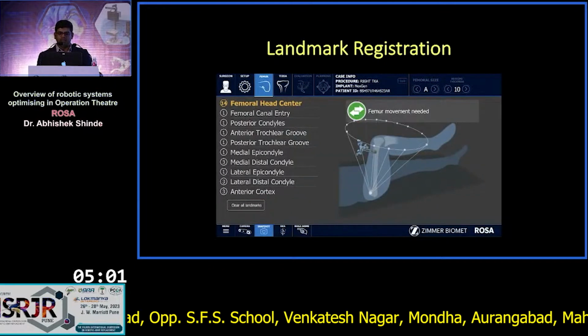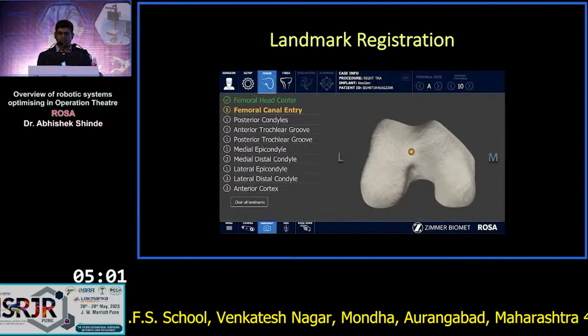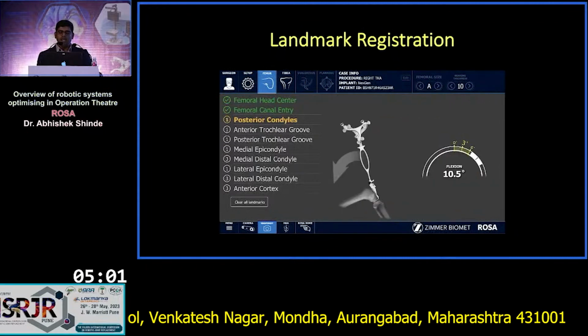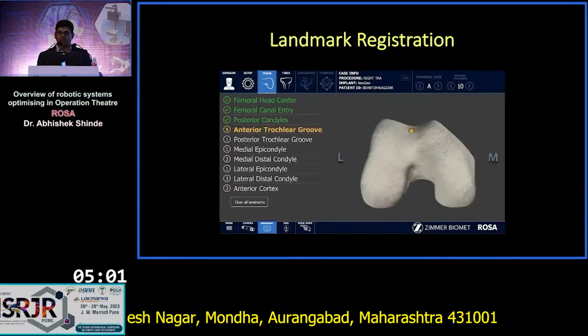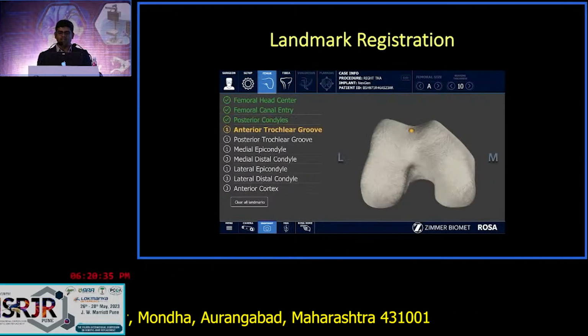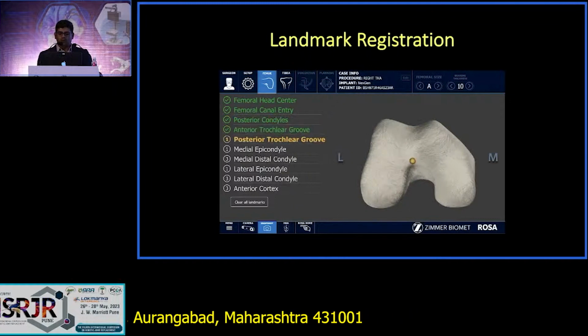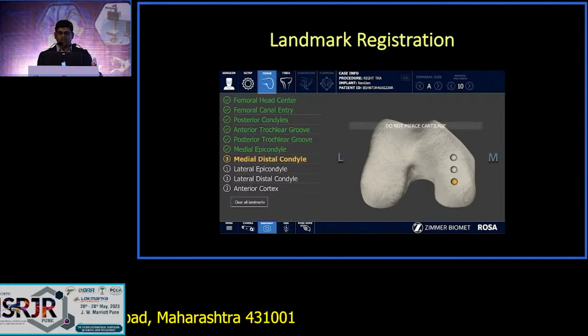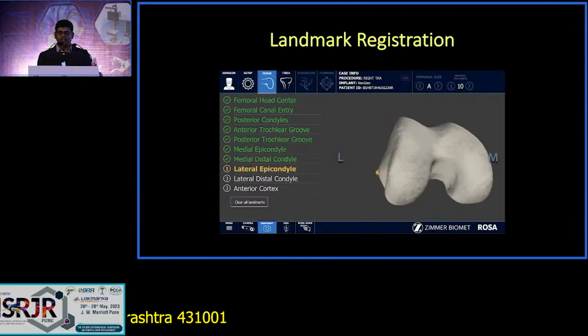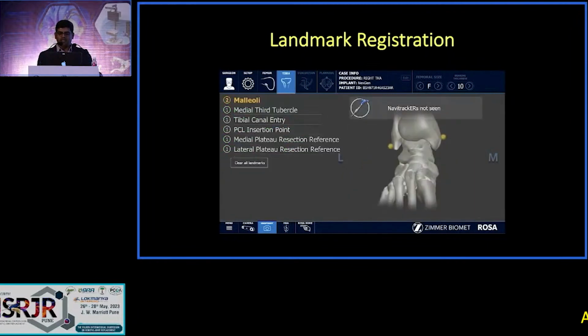Then the landmark registration: femoral head center, femoral canal entry, posterior condyle, anterior trochlear groove, posterior trochlear groove, which match the white side line. Then the medial epicondyle and the medial distal condyle, lateral epicondyle, transepicondylar axis, and then the anterior cortex.